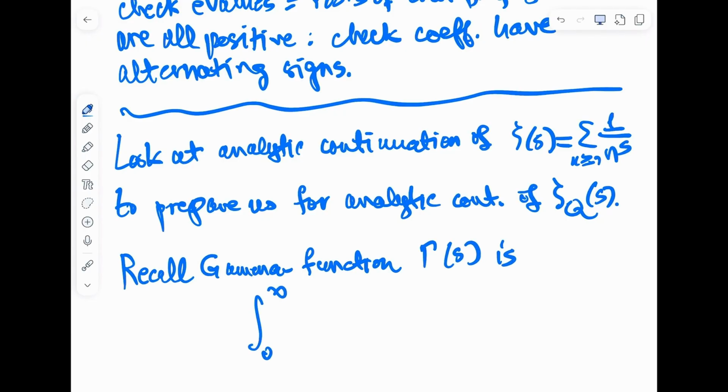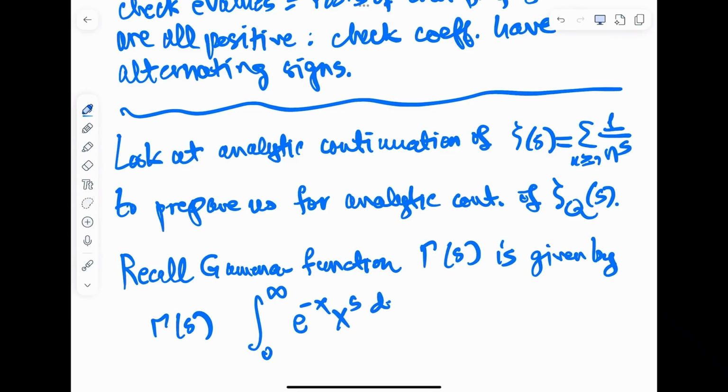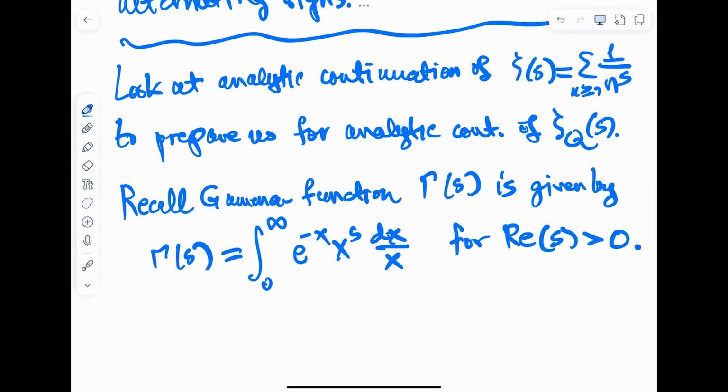Right, so it's defined as an integral. It's given, on a half plane, by the integral of x to the s dx over x. And this integral converges not just for the real part of s bigger than 1, but for the real part of s bigger than 0. So to the right of the imaginary axis, this integral converges, it's analytic, and this defines the gamma function. Generations of students have been bothered by x to the s over x.